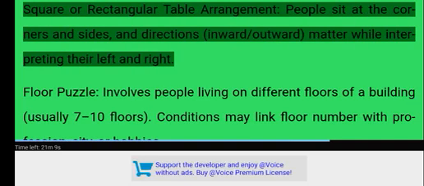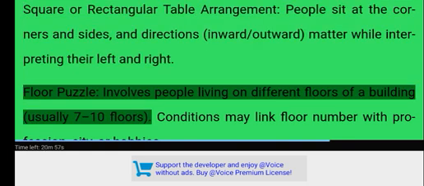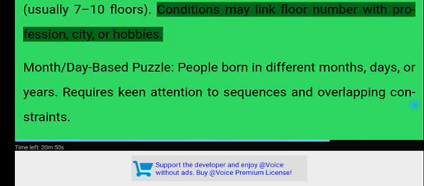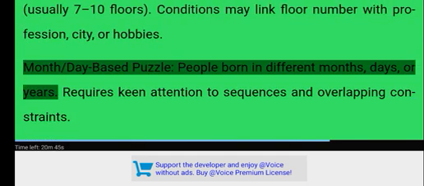Square or rectangular table arrangement. People sit at the corners and sides, and directions inward, outward matter while interpreting their left and right. Floor puzzle. Involves people living on different floors of a building, usually 7 to 10 floors. Conditions may link floor number with profession, city, or hobbies.